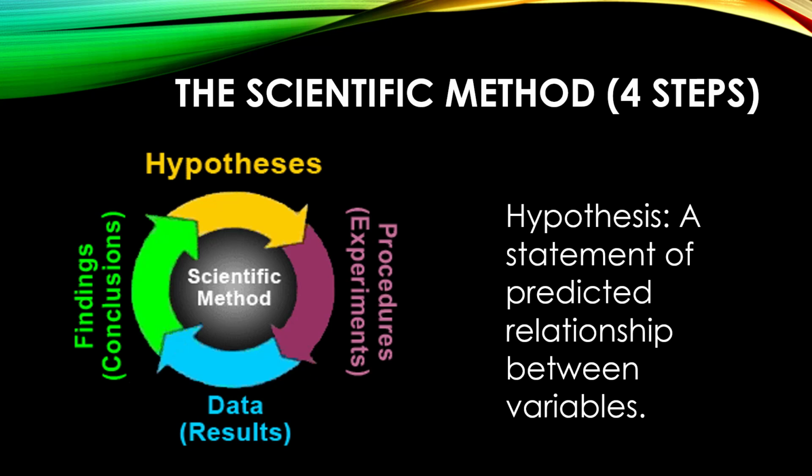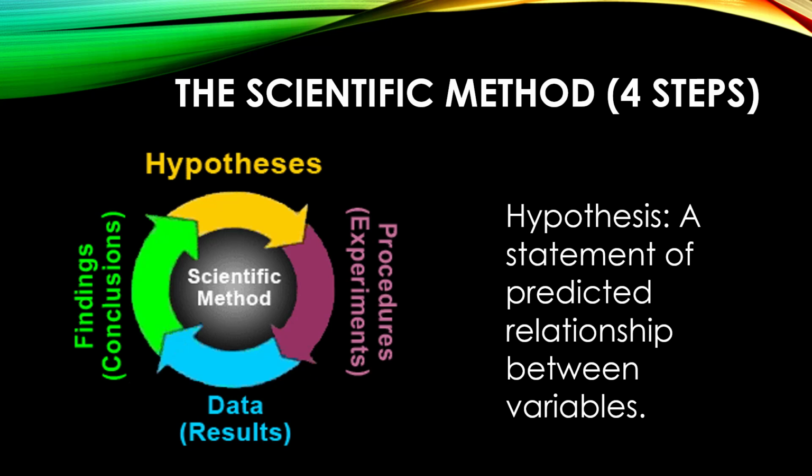In research, we usually start with a hypothesis, which is a statement of predicted relationship between variables. So we come up with some sort of a relationship that we think might exist. We then run experiments on that hypothesis in order to collect some data and to determine our conclusions.